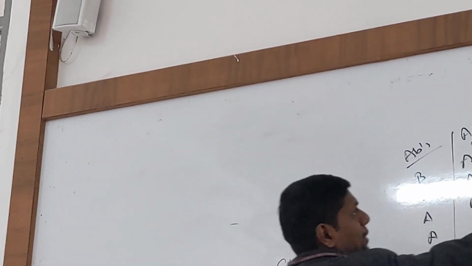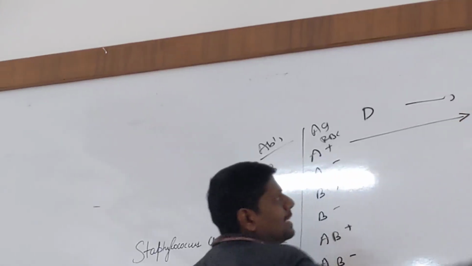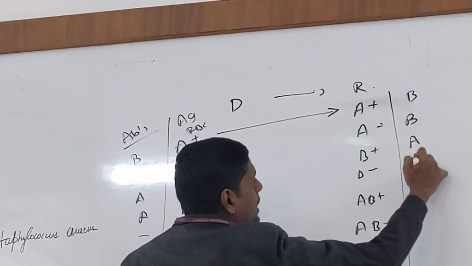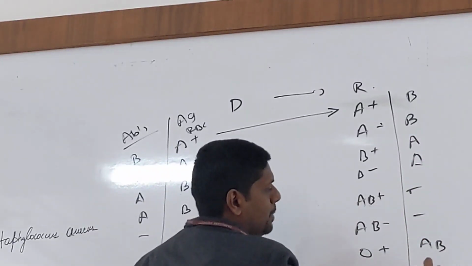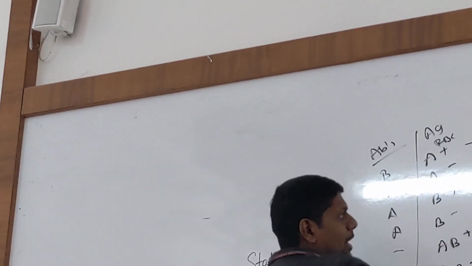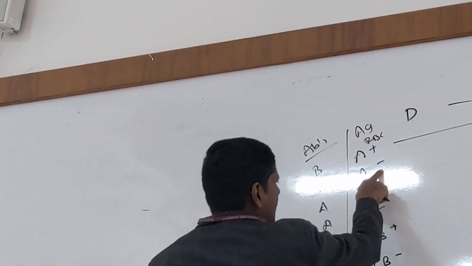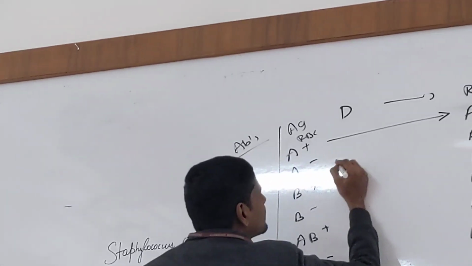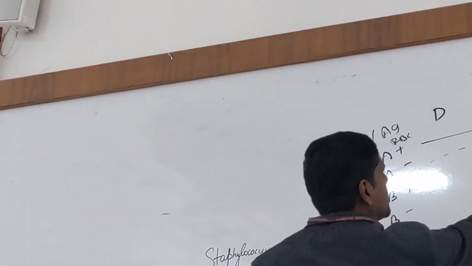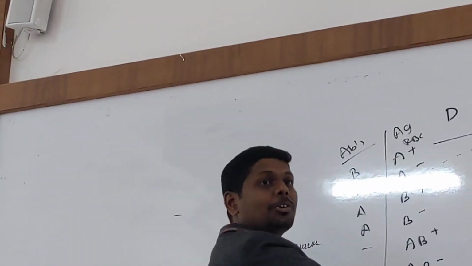Can we give A positive blood to an A positive person? We can. And let me write their antibodies also here: B, A, nothing, A, B. Now see, I was trying to connect each thing to each person. So, first rule: can I give A negative blood to an A positive person? Yes, sir, we can give.